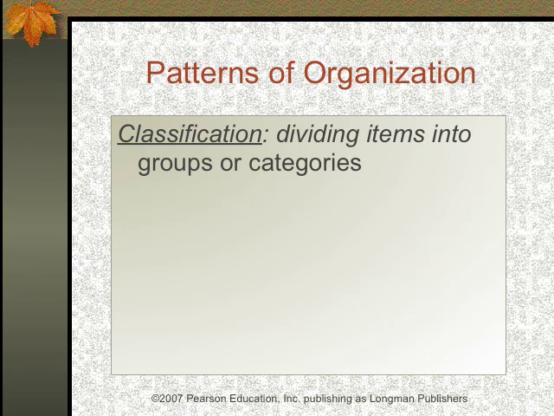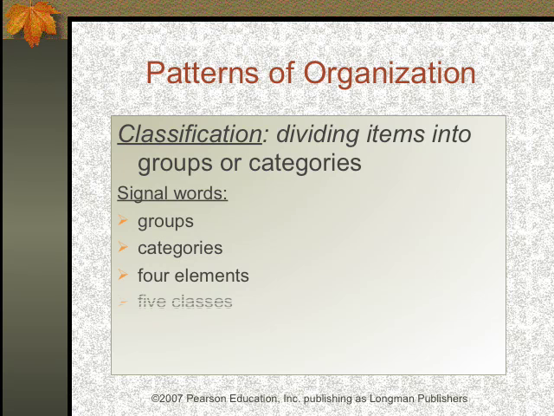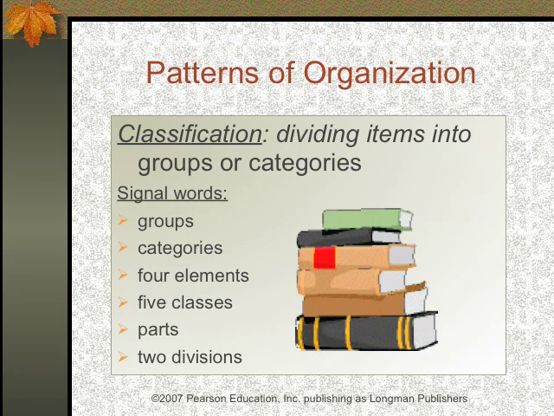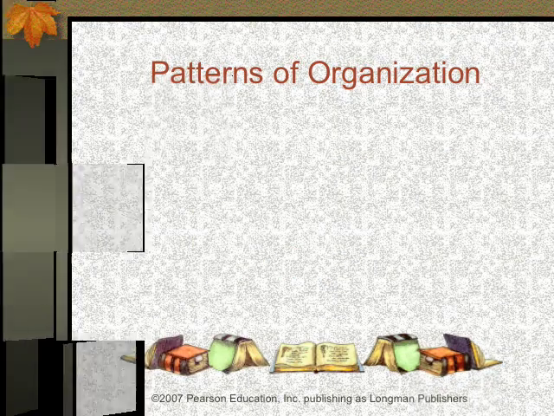Patterns of organization. Pattern 2, classification. Dividing items into groups or categories. Here are our words: groups, categories, 4 elements, 5 classes, parts, or 2 divisions. This takes complex ideas and groups them into like terms, like groups, like categories, so you better understand what you're reading, like 3 types of insurances, 4 types of religions, different kinds of races. That's all considered classification.